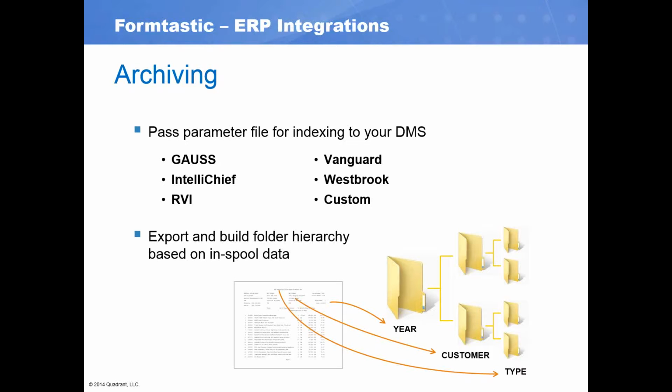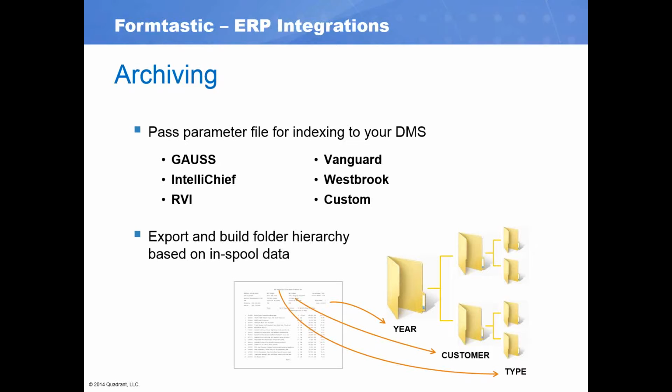And finally, Formtastic has strong document archiving features. We can pass along a parameter file with each document in order to integrate directly with popular document management systems, including Gauss, IntelliChief, RVI, Vanguard, Westbrook, or you can customize the parameter file within spool data for any other document management system. We also save to a network drive or directly to the IFS and can dynamically build folder hierarchies based on in-spool data.